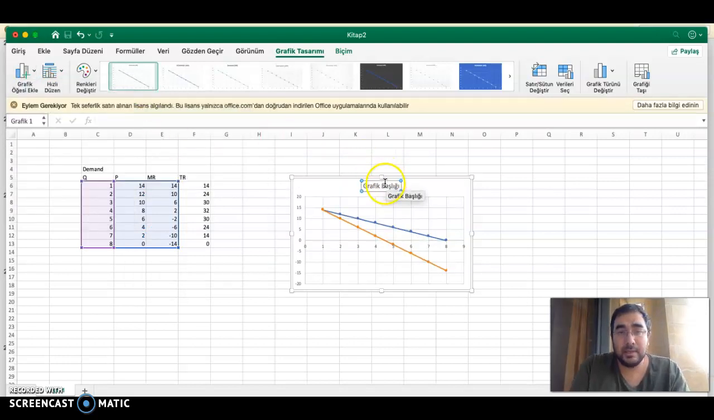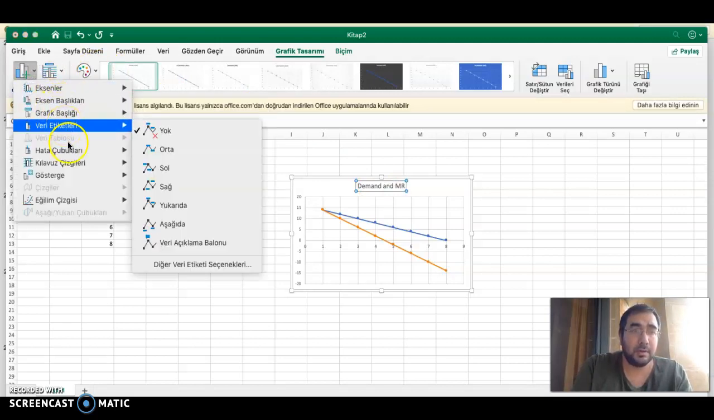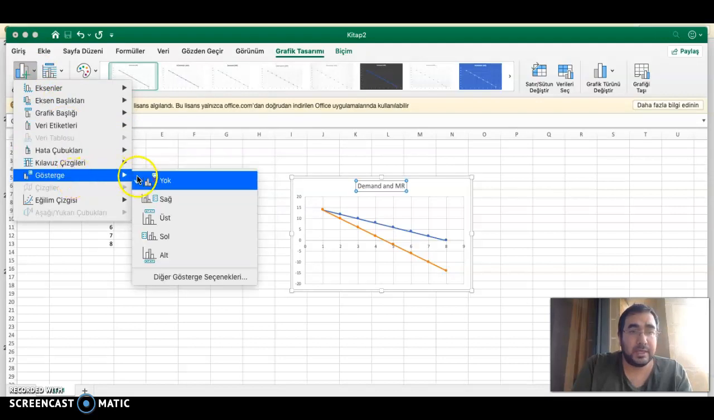the heading, demand and MR, and add maybe also legends.